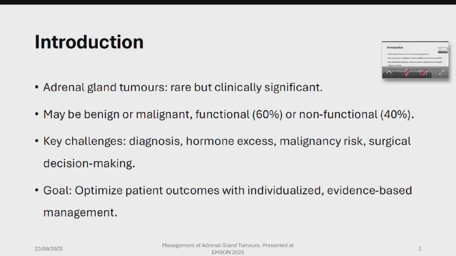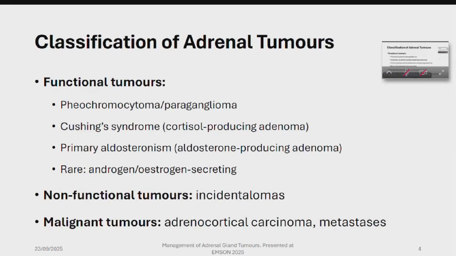Most of these tumors are actually surgically amenable. The goal is to optimize patient outcome with individualized evidence-based management. So how do we classify adrenal tumor? I mentioned it earlier. It could be functional, and under the functional tumors, we have the pheochromocytoma, the Cushing's syndrome, primary aldosteronism, and the rare ones are the androgen and the estrogen secreting tumor.